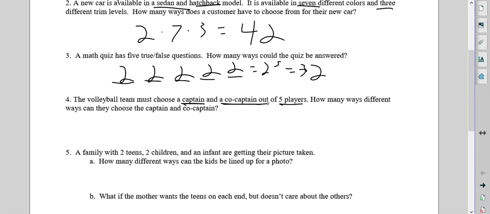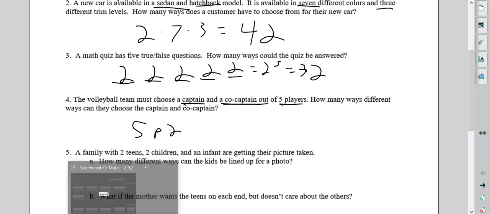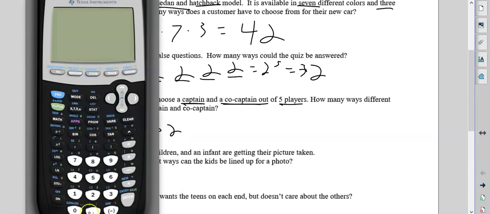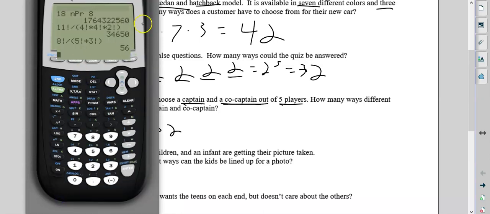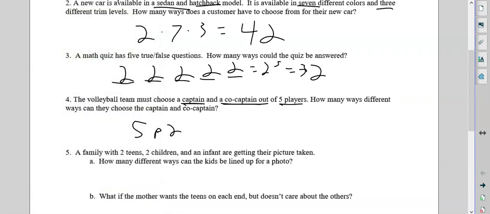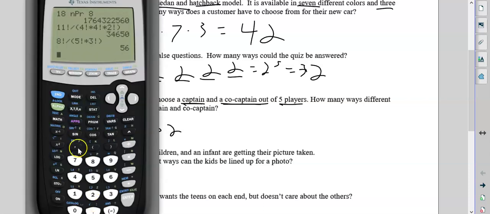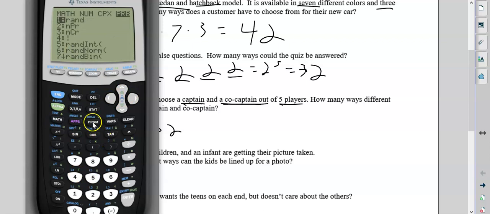So that's going to be 5 players, ranking matters, picking 2. So we're going to go to the calculator. That's not the calculator. This is the calculator. We're going to reset the calculator. And we're going to do 5, math, PRB, and nPr 2. That's 20 different ways.